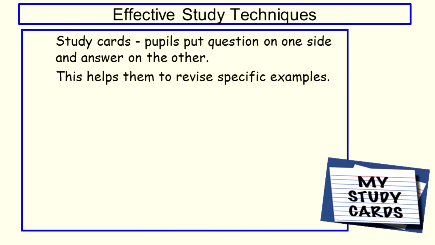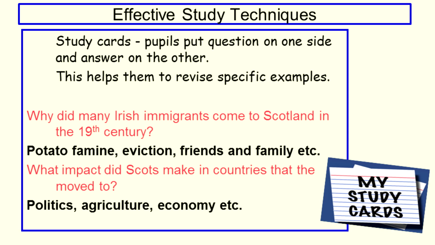To study effectively for National 5 History, you can use various strategies. One of the strategies that we recommend are study cards. Pupils put the question on one side and the answer on the other. So for example, on one side of the card may be written, why did many Irish immigrants come to Scotland in the 19th century? And on the other side of the card, you could write the potato famine, eviction, friends and family. This will then reinforce recall knowledge that is needed for the final exam.